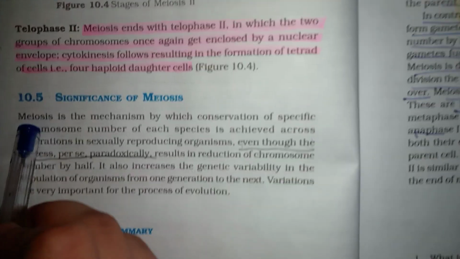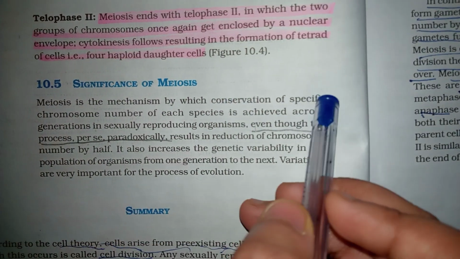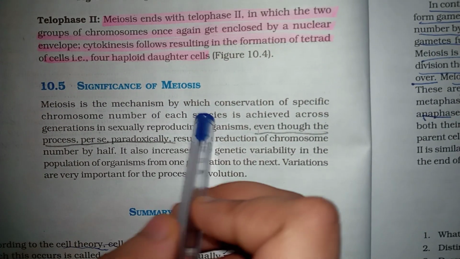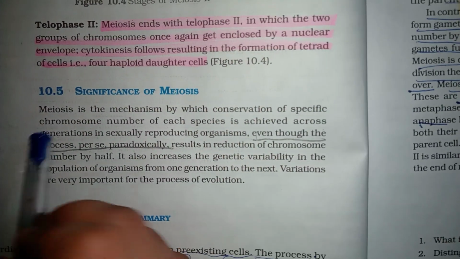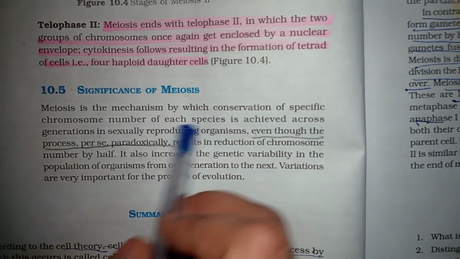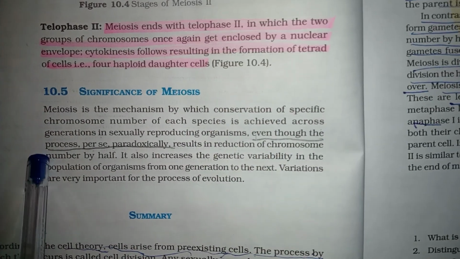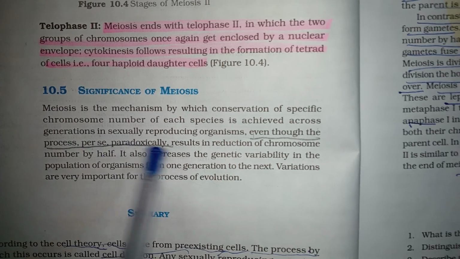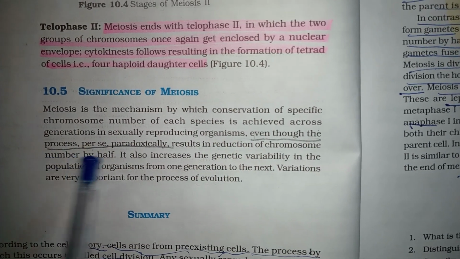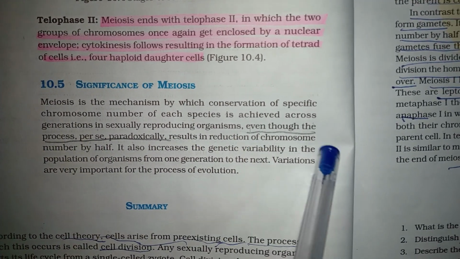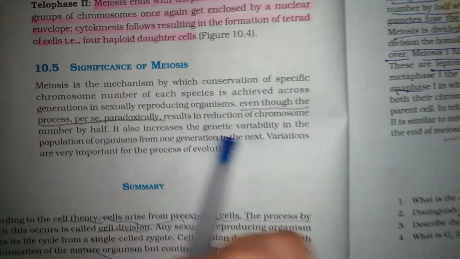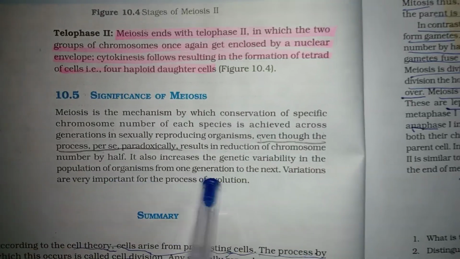Significance of meiosis. Meiosis is the mechanism by which conservation of specific chromosome number of each species is achieved across generations in sexually reproducing organisms, even though the process per se paradoxically results in reduction of chromosome number by half. It also increases the genetic variability in the population of organisms from one generation to the next. Variations are very important for the process of evolution.